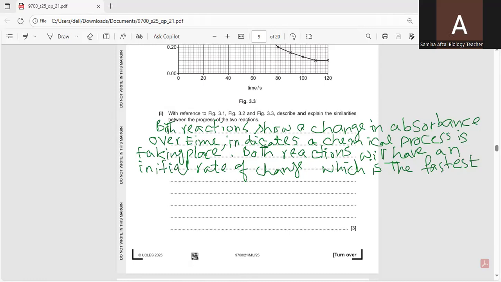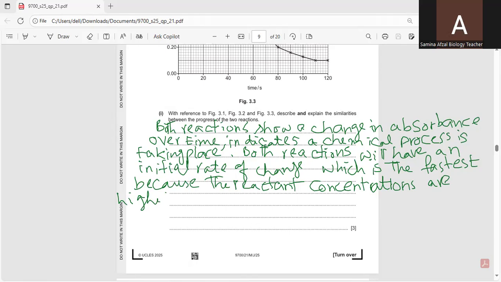It is taking place very fast because the reactant concentrations are highest at the start.